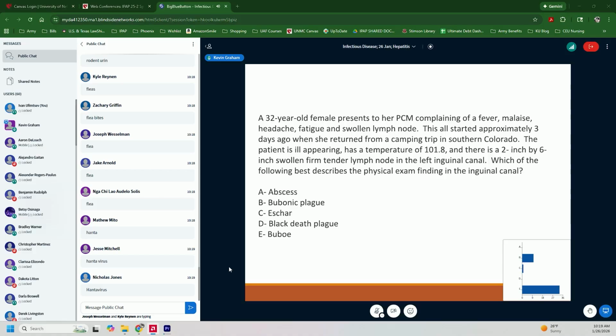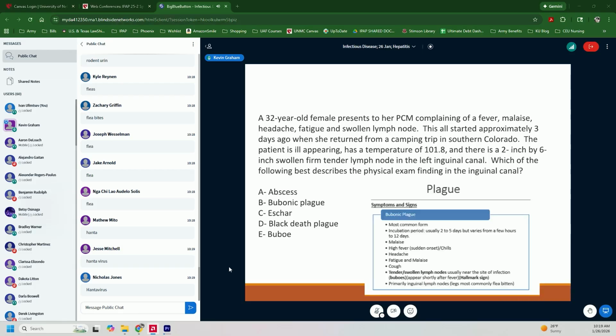Easy to get these mixed up, right? And so that's the point of us practicing these so we can see some of the nuances and differences. And that bubo is a gigantic swollen lymph node. Lots of times in the inguinal canal because fleas commonly will attack and bite the lower extremities. Good job. And Yersinia pestis, somebody put that, that's the pathogen. So good job.